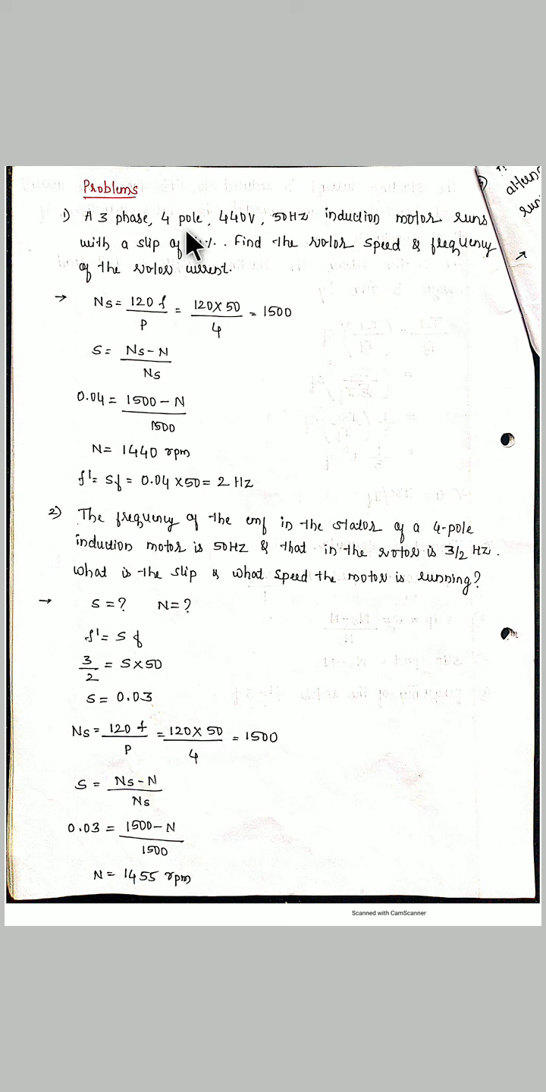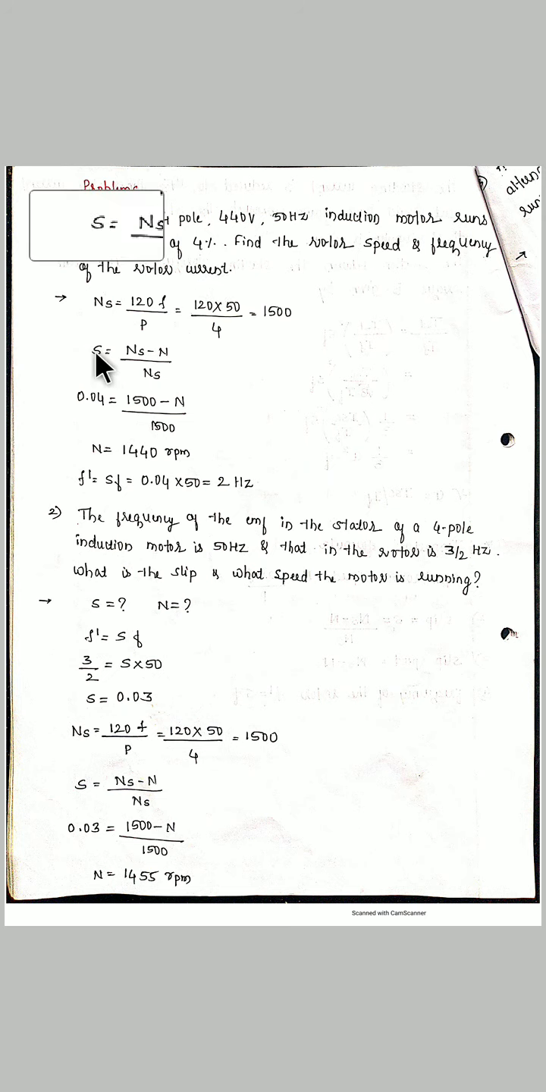A 3-phase, 4-pole, 440 volt, 50 Hz induction motor runs with a slip of 4%. Find the rotor speed, which means they are asking to calculate the n value, and the frequency of the rotor current, which means they are asking for f dash.